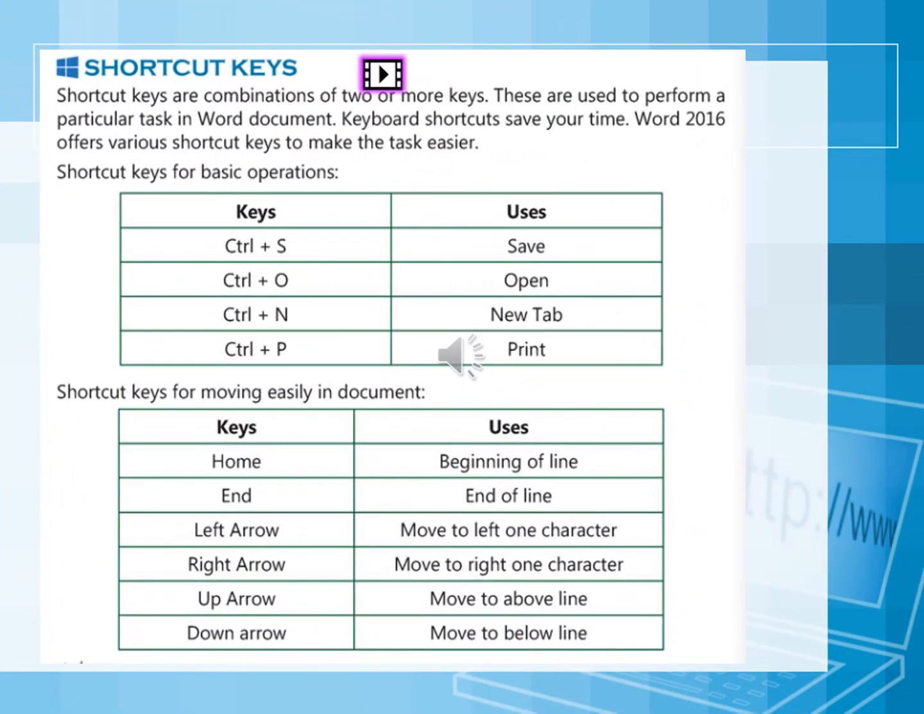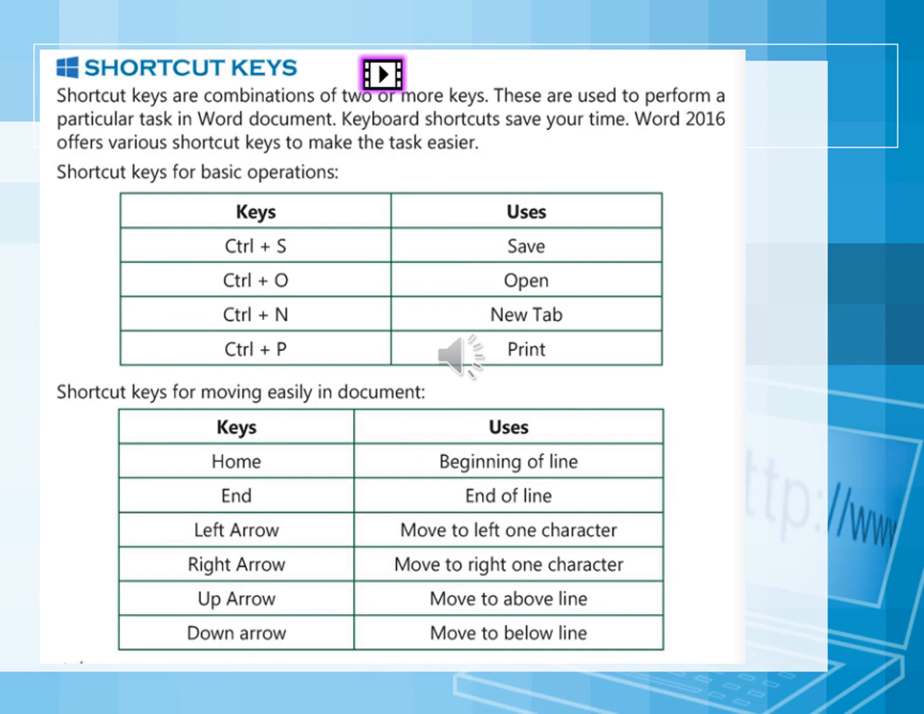See children, now we will learn shortcut keys. So what are shortcut keys? Shortcut keys are combinations of two or more keys. These are used to perform a particular task in an MS Word document. Keyboard shortcuts save your time. Word 2016 offers various shortcut keys to make the task easier. For save, we use Ctrl plus S. To open, we use Ctrl plus O. For new, Ctrl plus N, and for printing, we use Ctrl plus P. So these are shortcut keys.